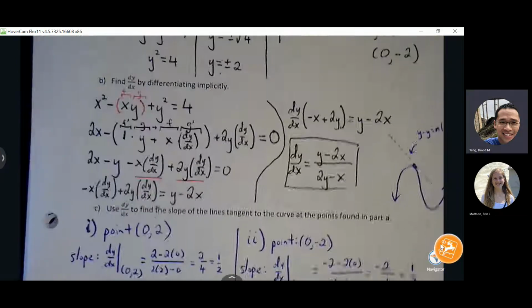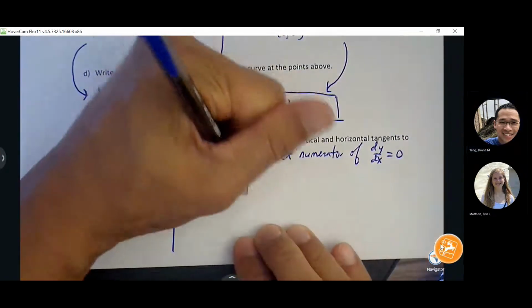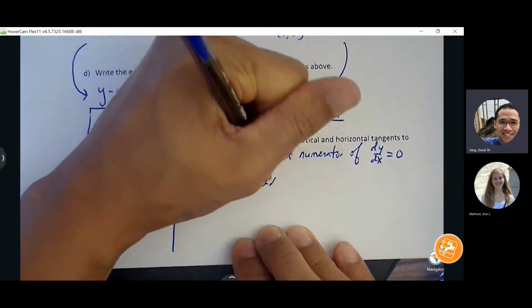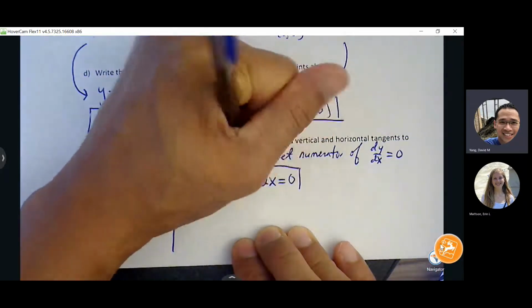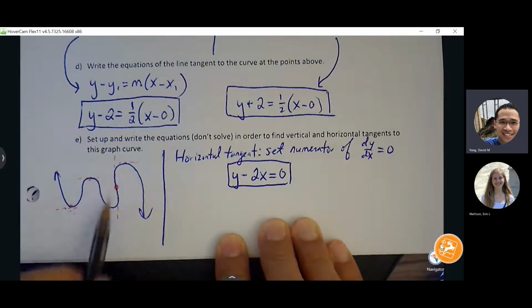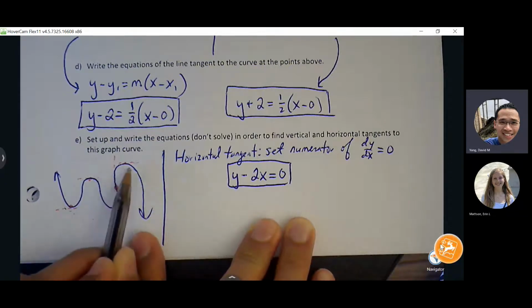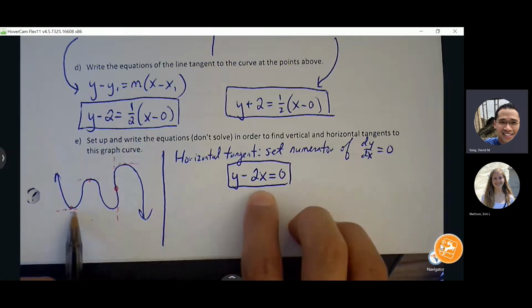So my numerator is y minus 2x. So if I can somehow solve this y minus 2x equal to 0, this is going to take me to the location where I'm going to arrive at these horizontal tangents. Now, obviously, this is not the picture of the true graph, but just to give you a visual as to what we're looking for if we were to solve for that.